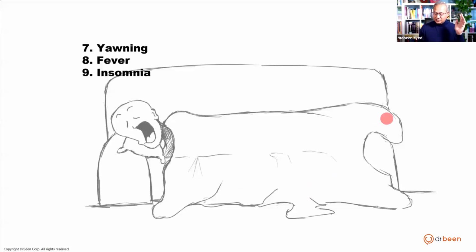Then, do you see that I made him under the covers? The reason for that is I did not know how to draw very well the yawning and fever and insomnia. So I just had him lie down on a couch under a comforter. So yawning is another criterion, fever is another criterion, and then insomnia, or not being able to sleep very well.